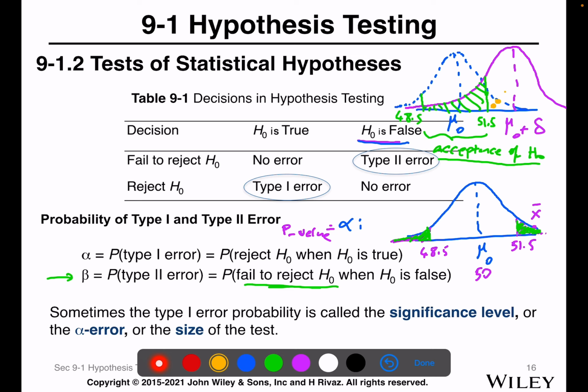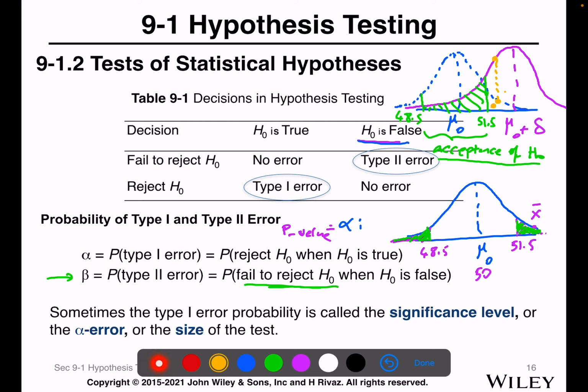So if your X bar happens to be here, and by the way, remember that you sample from the purple distribution, not from the blue distribution, because the blue distribution is not the reality. Blue distribution is what I think is the reality, which is wrong, right? So remember that here, I'm stating that H0 is false, and it means that mu is not mu0. It's some other mu, right? And that other mu is mu0 plus delta, right?